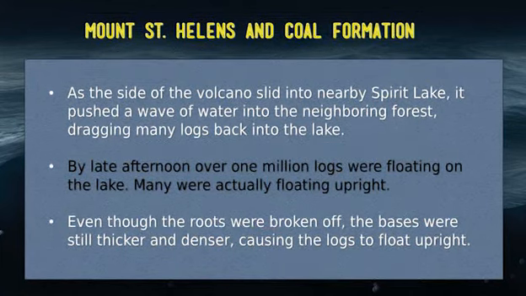As the side of the volcano slid into nearby Spirit Lake, it pushed a wave of water into the neighbouring forest, up to 800 feet up the sides of the mountain, and dragging the logs down into the lake. By afternoon, over 1 million logs were floating on the lake. Many were actually floating upright. Even though the roots were broken off, the bases, because the base is still thicker and heavier, and therefore it's denser, so the logs, as they become waterlogged, tend to float upright.